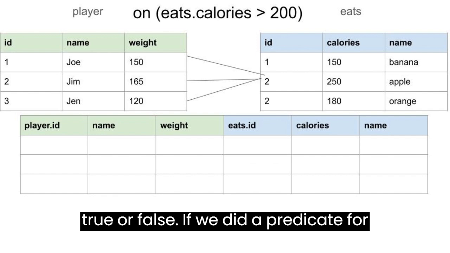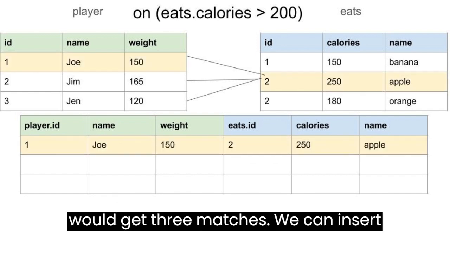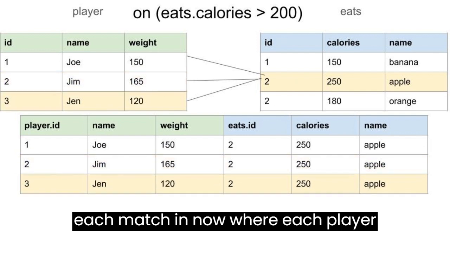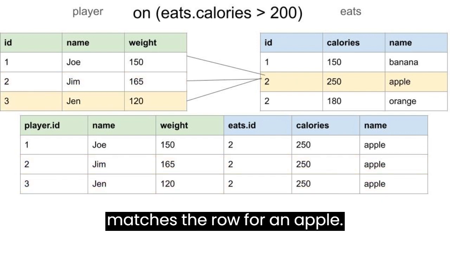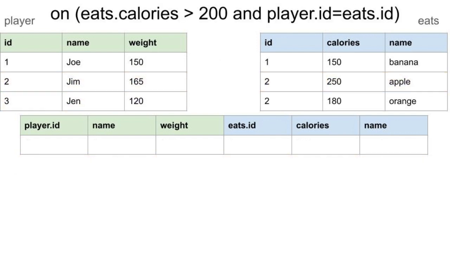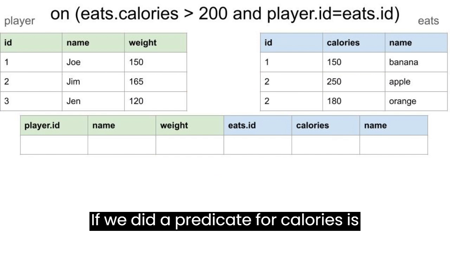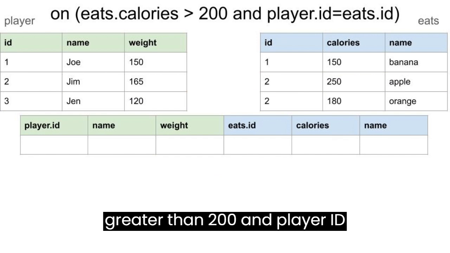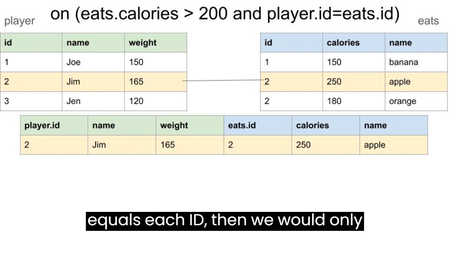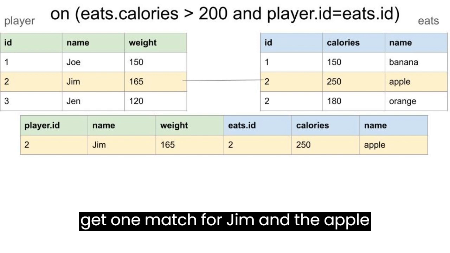If we did a predicate for calories is greater than 200, then we would get 3 matches. We can insert each match in now, where each player matches the row for an apple. If we did a predicate for calories is greater than 200 and player ID equals eats ID, then we would only get 1 match for Jim and the apple.